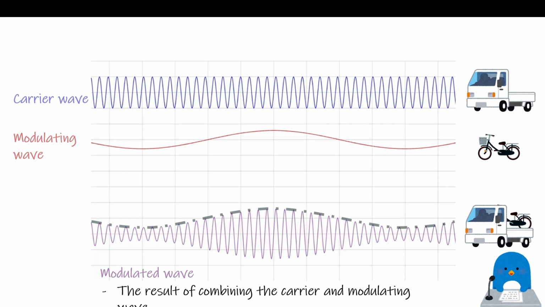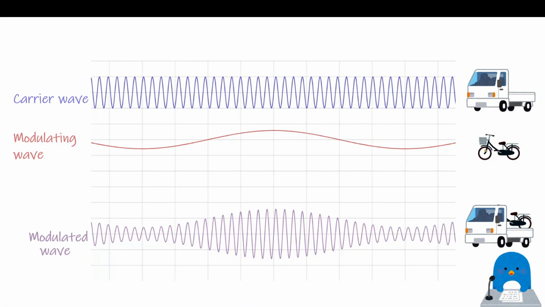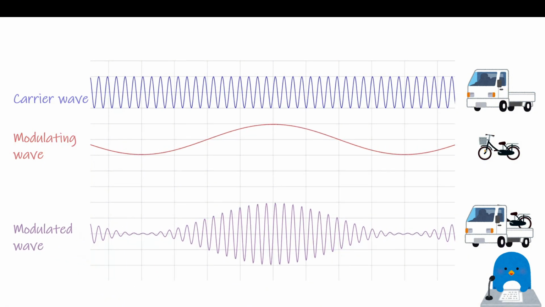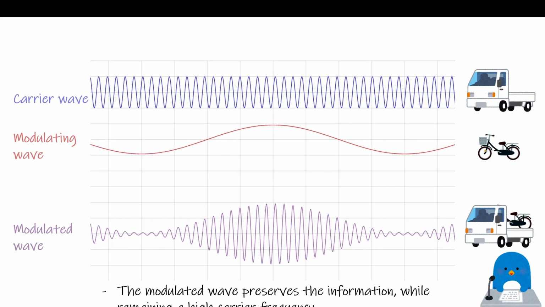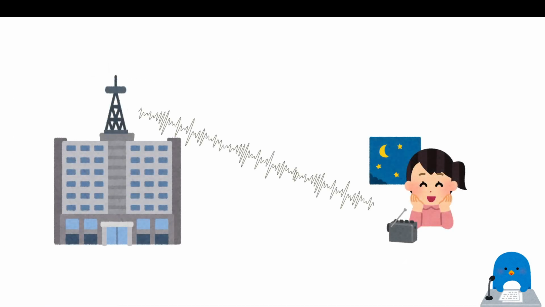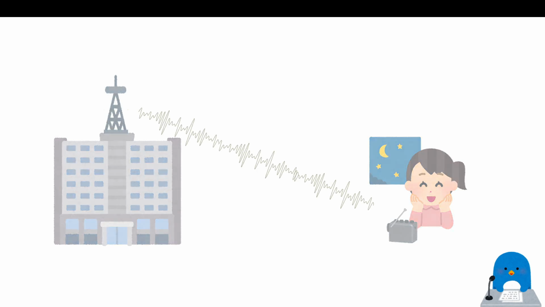You may notice that the outermost edge of the modulated wave resembles the modulating wave. The modulated wave preserves the information we would like to share while remaining at a high carrier frequency. So that's the exact reason why we can receive the information using radio with just a small antenna.